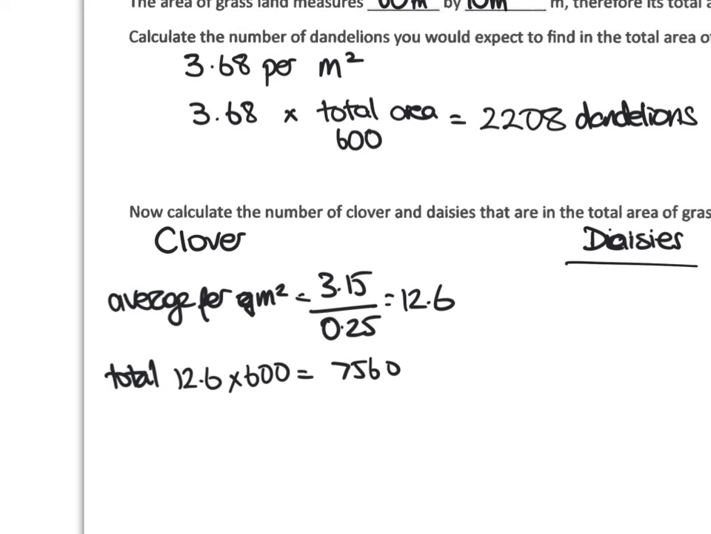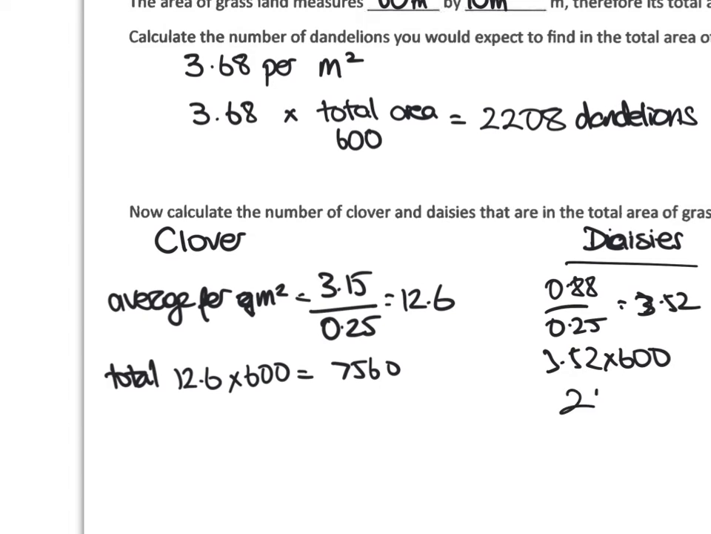Chloe McCallum, what did you get for the daisies? 2,112. Yeah, 2,112. So again there, it's 0.88 divided by 0.25. And that gives you 3.52. And 3.52 times 600 gives you 2,112.